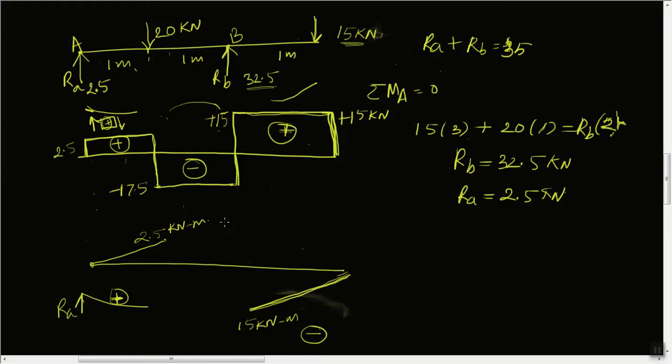Okay, and once we got these two points, at this point we got 2.5, which is positive, and at point B we got 15 kilonewton meter, which is negative. In between this portion also, since there is a constant load, we should get an inclined line. So these two points can be joined by a line like this. Here we are getting a zero bending moment. This point we are calling the point of contraflexure.